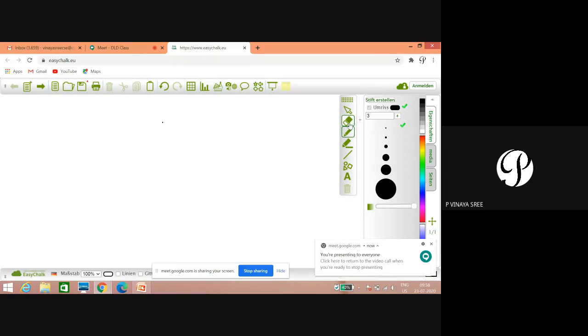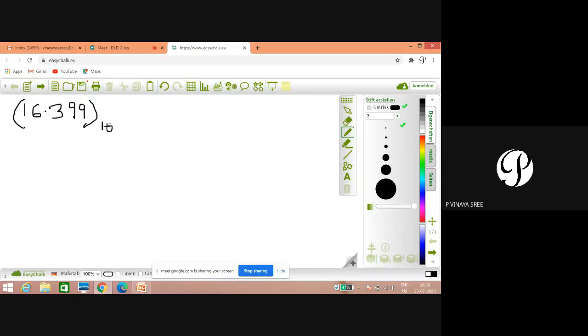In this decimal to octal conversion, let me take an example so that you can understand. Decimal number 16.399 to octal. The procedure will be the same for decimal to octal and hexadecimal. For the integer part, you need to do division, and for the fractional part you need to do multiplication. We need to convert now to octal, not binary.